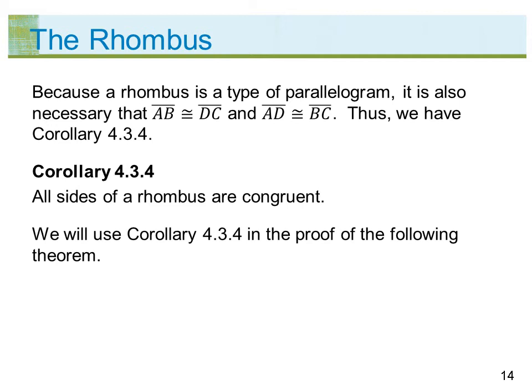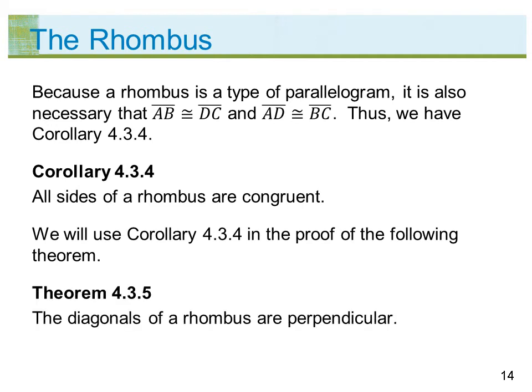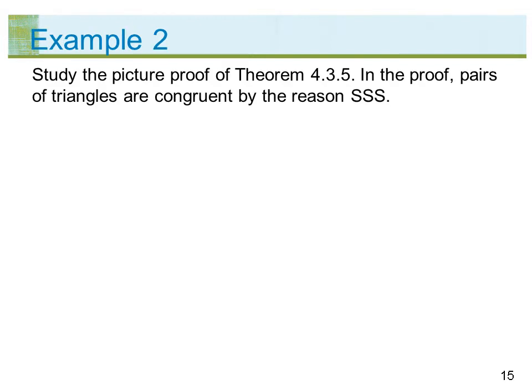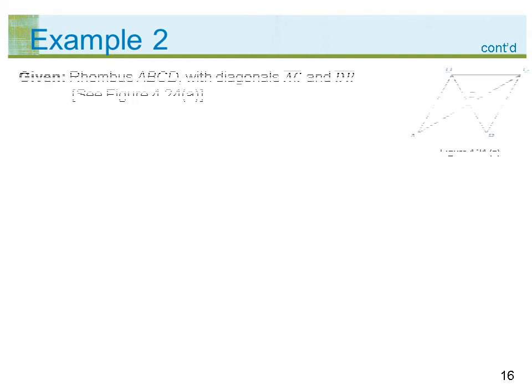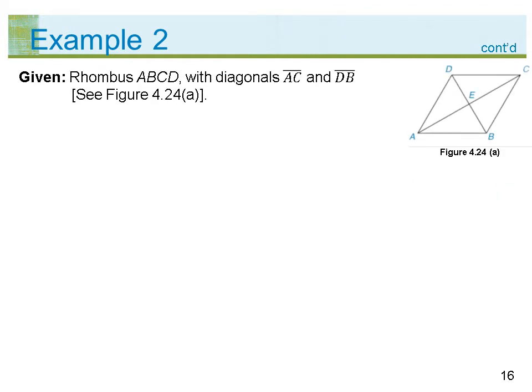We will use corollary 4.3.4 in the proof of the following theorem. Theorem 4.3.5. The diagonals of a rhombus are perpendicular. Study the picture proof of theorem 4.3.5. In the proof, pairs of triangles are congruent by the reason side, side, side. Given rhombus ABCD with diagonals segment AC and segment DB. See Figure 4.24a. Prove segment AC is perpendicular to segment DB.